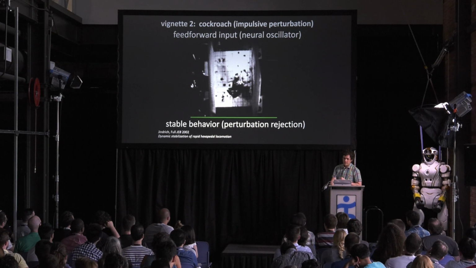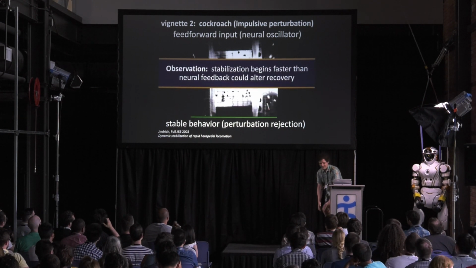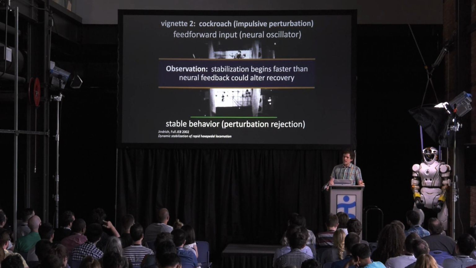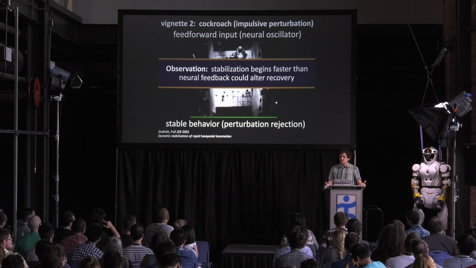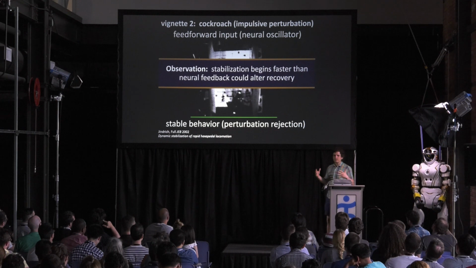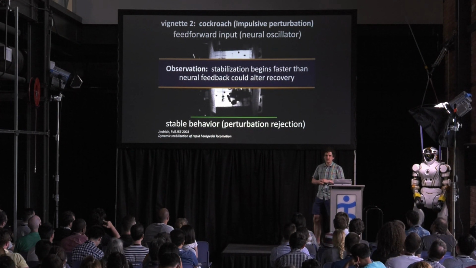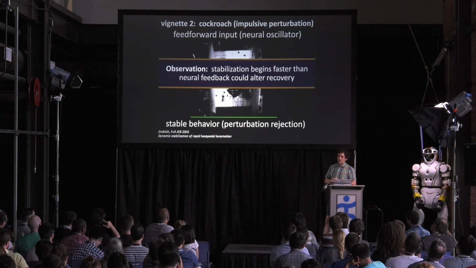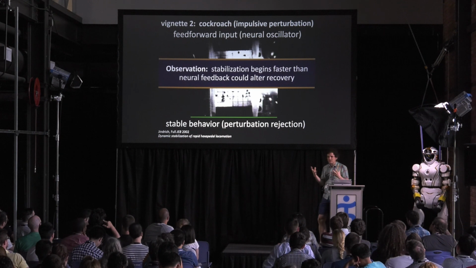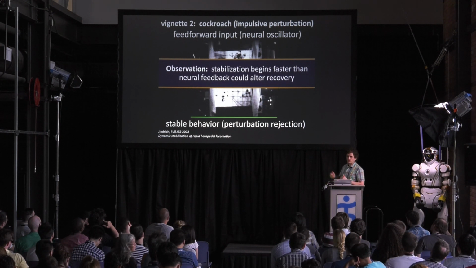And the conclusion from this paper has, I think, been debated. There's been rich discussion around this conclusion, but what they claim is that the stabilization begins faster than neural feedback could have possibly altered the recovery. So faster than any sensory feedback could have come from anything that's ever been measured in an arthropod of this scale, an insect, and could have done any kind of processing, and then any kind of muscle activation and changed anything about the recovery. So that suggests that there's something feed-forward happening here.